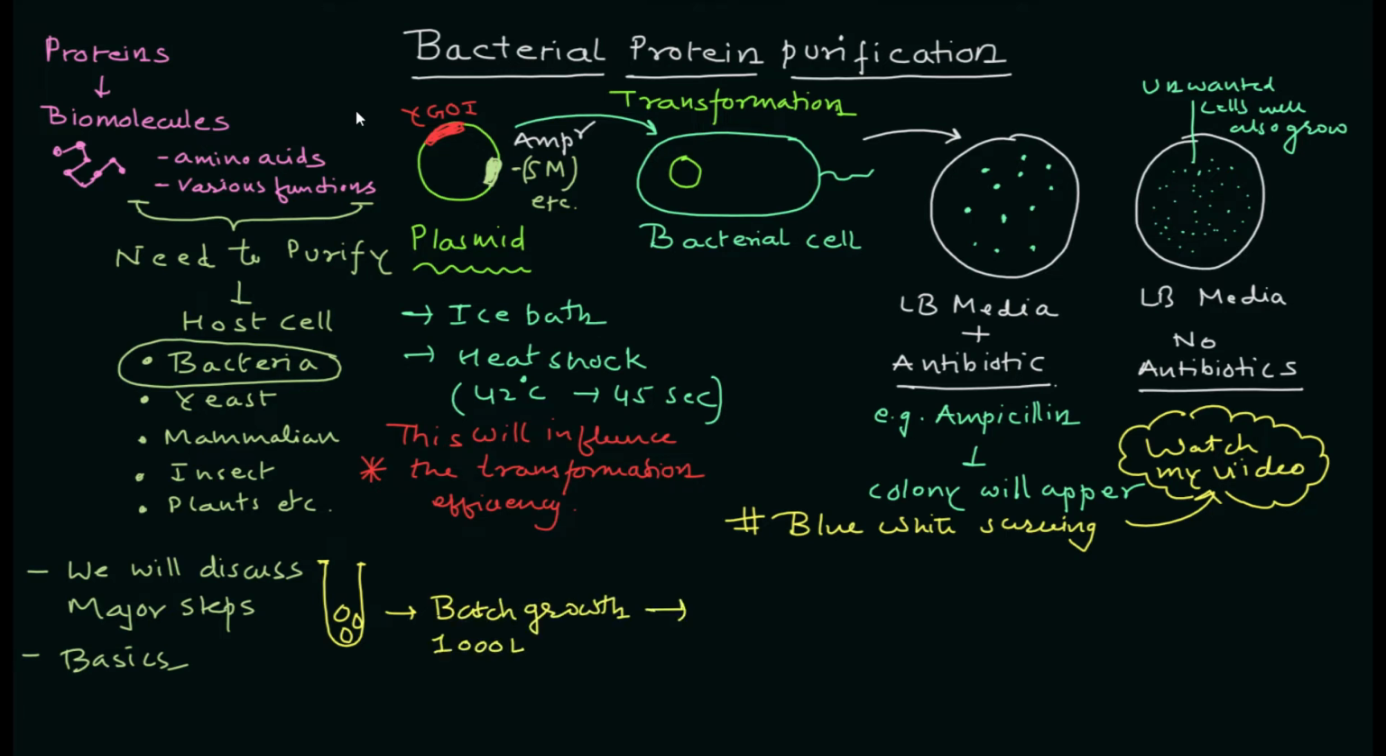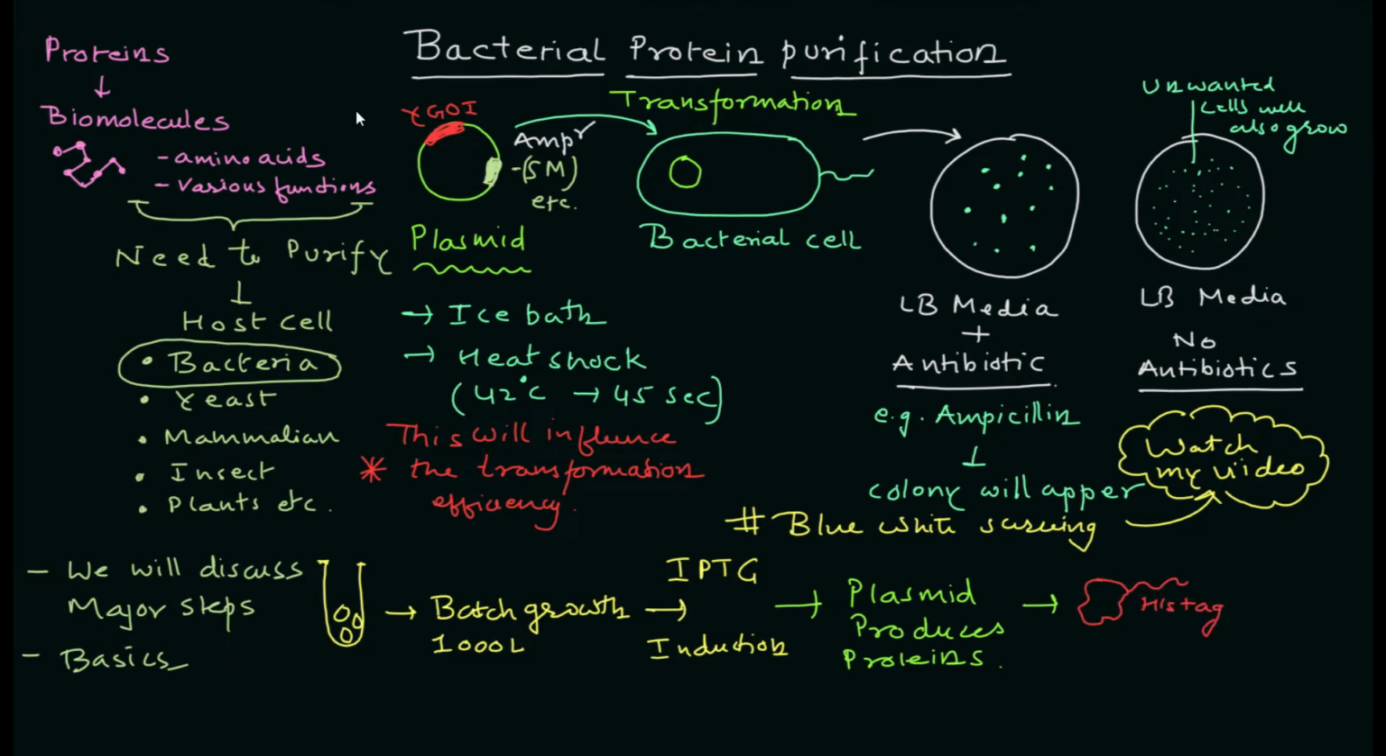Then once you have the cell with the plasmid, you will do the batch growth. You can do up to 1000 liters, up to you. But in the lab, I would recommend you start with 100 ml, 10 ml, or even 1 ml, depending upon whether you are just checking the expression. But if you are purifying the protein, at least 1000 ml or 500 ml should be good enough. And then the plasmid will produce the protein in presence of IPTG, because IPTG induction is immediately going to work, and then the cell will be hijacked to produce the recombinant protein. After that, protein will be expressed.